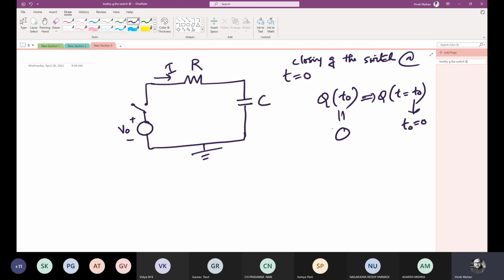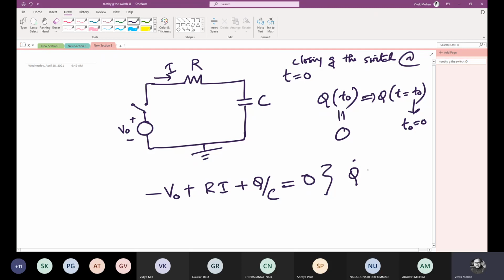Now we'll first write the equations. So minus V0 plus Ri plus Q by C equals 0, where I is the current flowing through the resistor, and this current is what causes the charge to accumulate on the capacitor at a rate q dot equals I. So this is basically the dynamics of charge, because q is a function of time and q dot equals the current I. That is the cause of current flow.